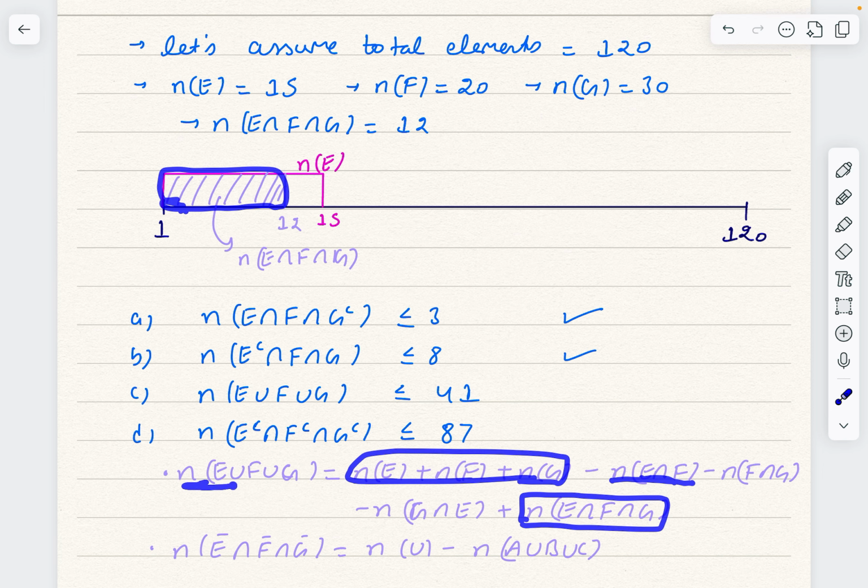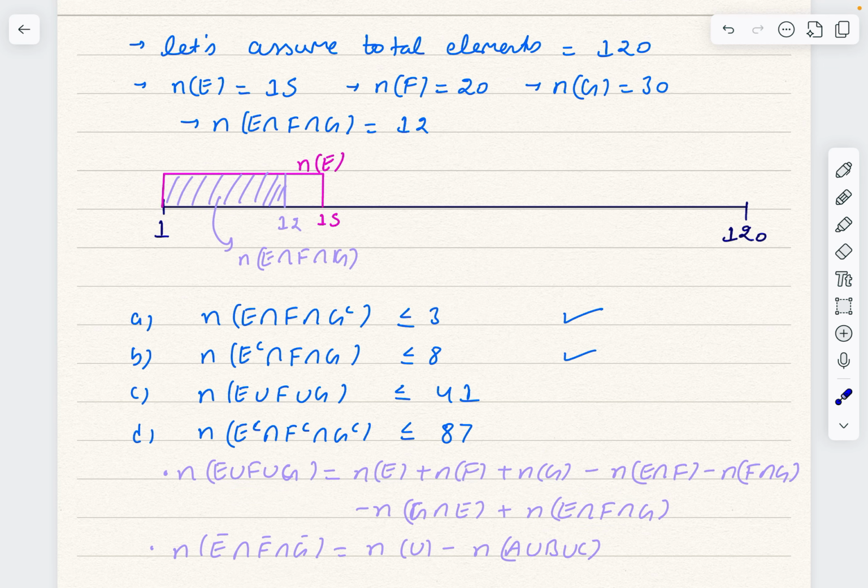To make n of E union F union G maximum, we'll try to keep this thing minimum. And this will be minimum if E intersection F has only these 12 elements common. So nothing else should be common in that. That means the remaining elements of E and F should not be common to each other.